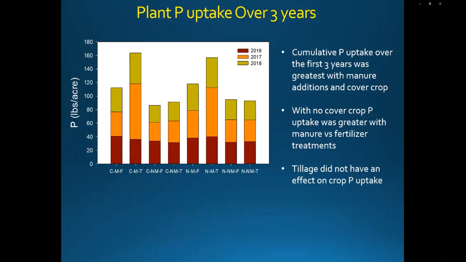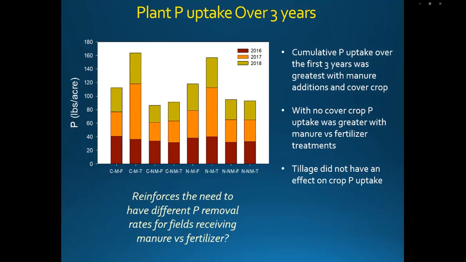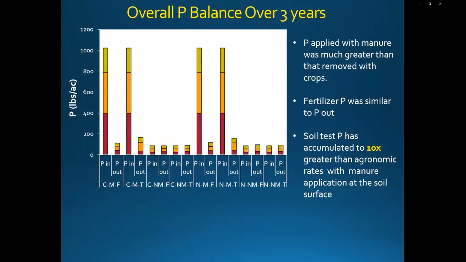Plant P uptake was similar to what we saw with the long-term manure study. So there was greater uptake with manure addition and cover crop. But even when we did not have cover crop, there was still greater phosphorus uptake over the rotations when we had manure versus no manure. And again, tillage did not have any effect on uptake. So again, this reinforces the need to have different P removal rates for fields receiving manure versus fertilizer.